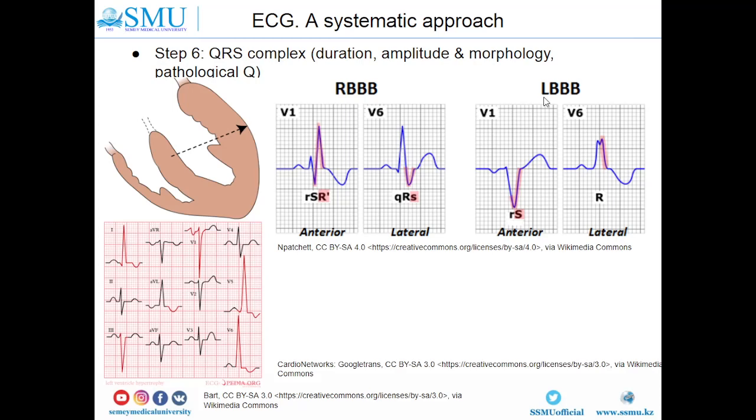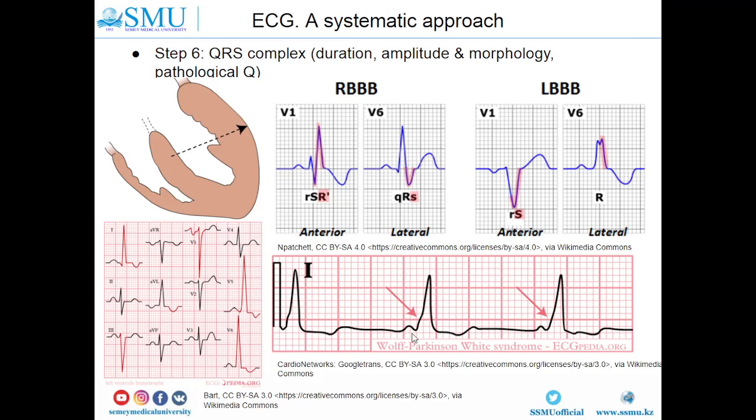In case of left bundle branch block, we can detect the opposite situation. An M-like pattern can be found in V6, and we can find an rS pattern with a deep S in V1 and the right precordial leads.